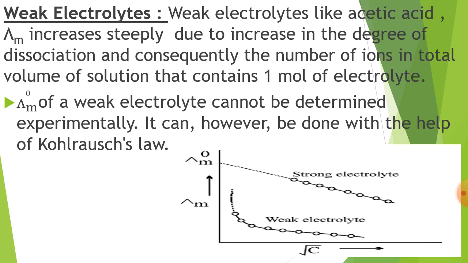So look at the graph. Here the graph is drawn between the molar conductivity and concentration. For strong electrolytes, the graph is a straight line. That means on increasing the concentration, no more changes are there. But in case of weak electrolytes, on dilution, the graph increases more steeply. That means the conductivity increases more on dilution in case of weak electrolytes.